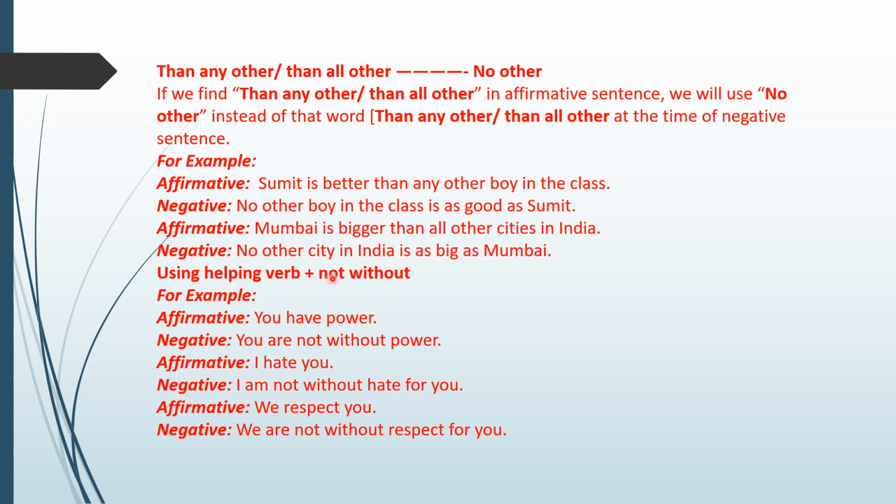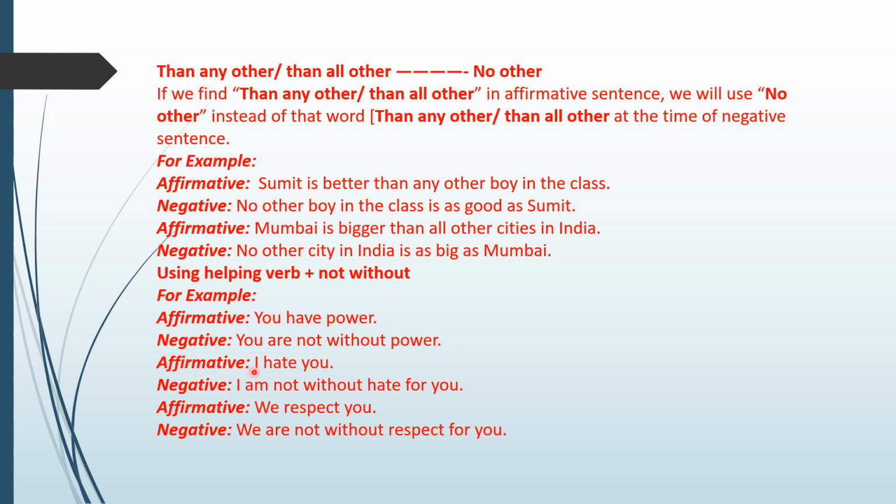Using helping verb plus not and without. Look at these examples. The affirmative sentence, you have power. So the negative goes as you are not without power. So which is the helping verb? Are. Are is also called the auxiliary, or the helping verb. So you are plus not and without power.